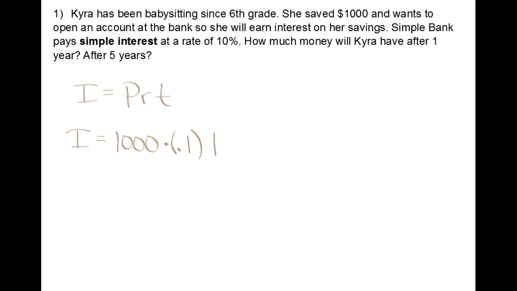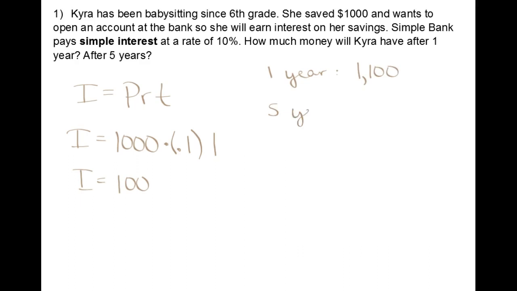So this is really easy. 1,000 times 0.1 is just 10. Scratch that, 100. So her interest after 1 year will be $100. 10% is a pretty good rate. I don't think most banks will pay that for a savings account. So she has $100 more. Doesn't mean she has $100 after 1 year. That would be a terrible bank. It means she has 100 extra on top of her 1,000. So for 1 year, she'll wind up with $1,100.